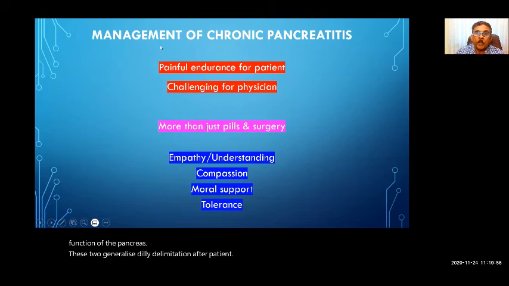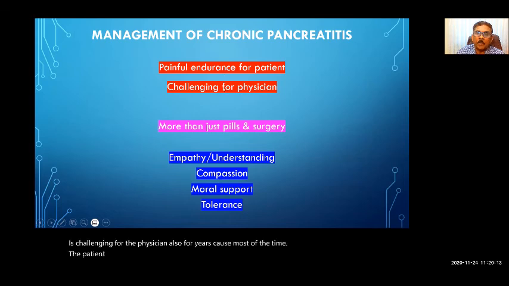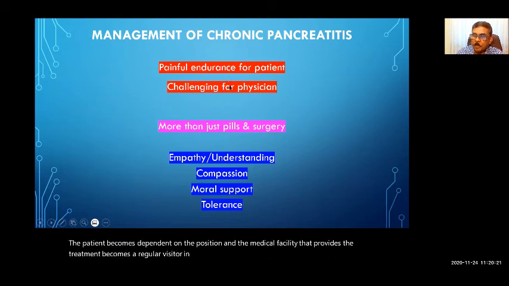So management of chronic pancreatitis, a few points: it is painful endurance for the patient for years, and challenging for the physician also for years, because most of the time the patient becomes dependent on the physician and the medical facility that provides the treatment. He becomes a regular visitor. In fact, the hospital becomes his second home.